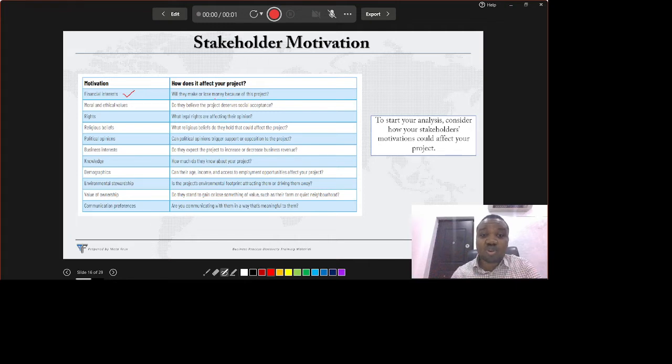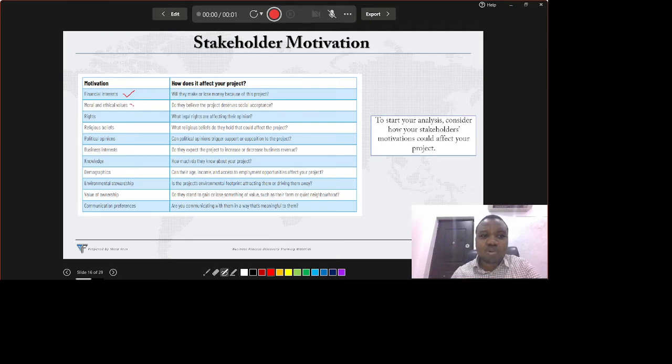Will they make or lose money because of this project? There are stakeholders that are keen on the naira and kobo. They are keen on the pounds. They are keen on the USD deliverables. For them, it is cost and benefit based on finances. So you want to really understand what motivates them and their exact interest as it relates to that particular project effort.